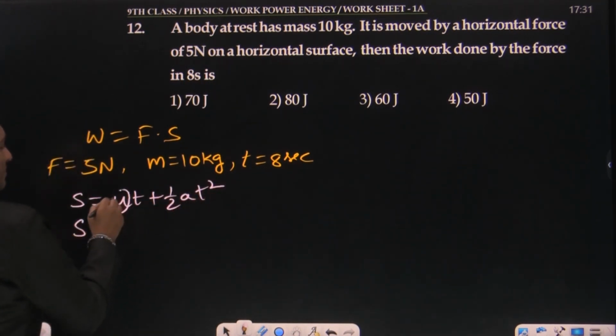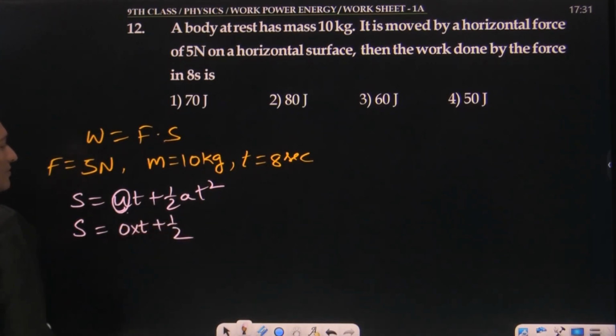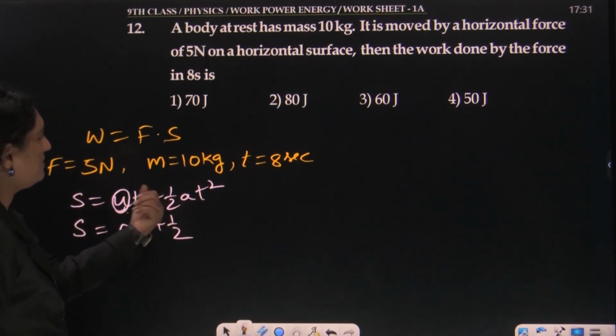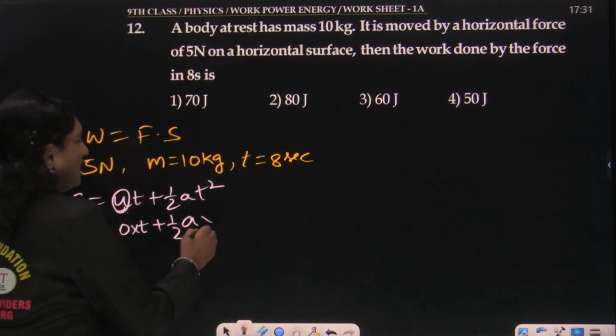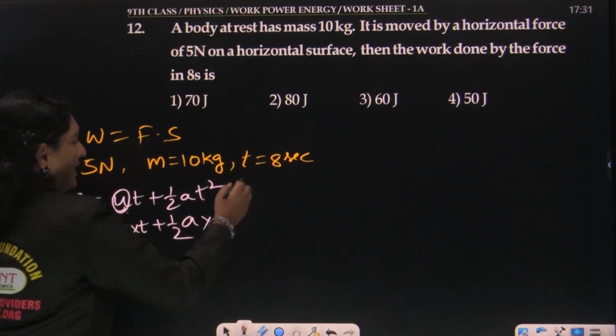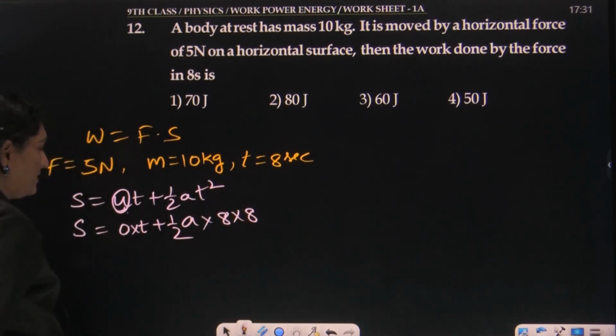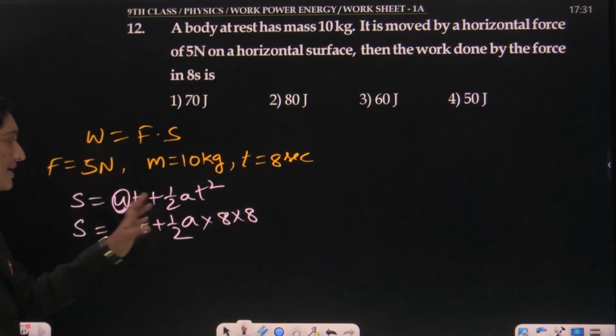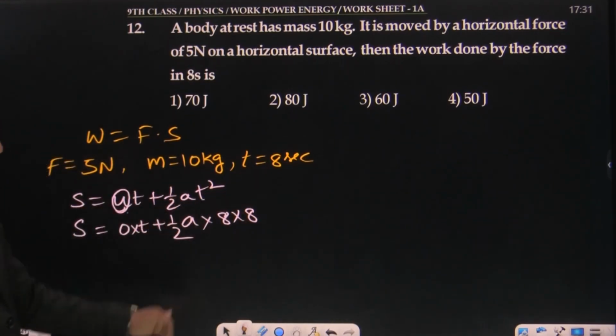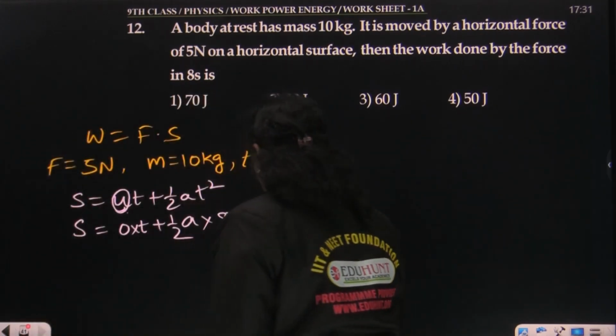Earlier it was given that the body is at rest. Whenever the body is at rest, initial velocity is taken as 0. 0 into anything will be 0 plus half. Where is the acceleration, children? The value of acceleration is unknown and time itself is given as 8 square, that is 8 into 8. So first of all, let us try to find the value of A and then come back to it. So what is the value of A, children?